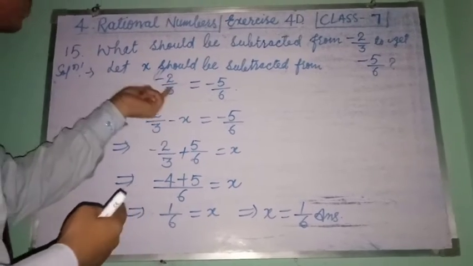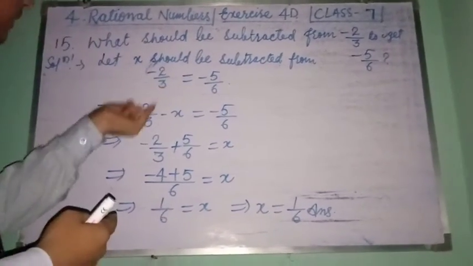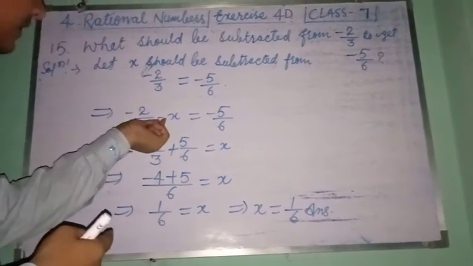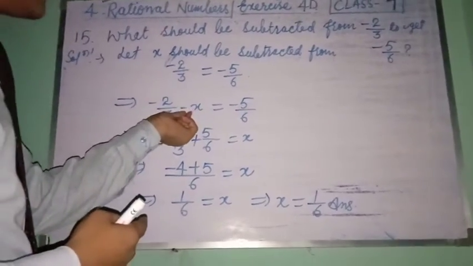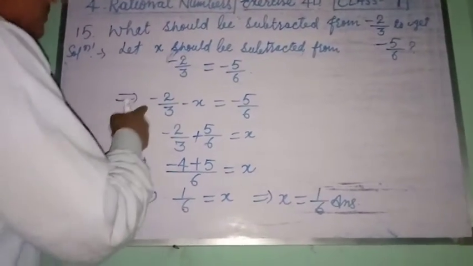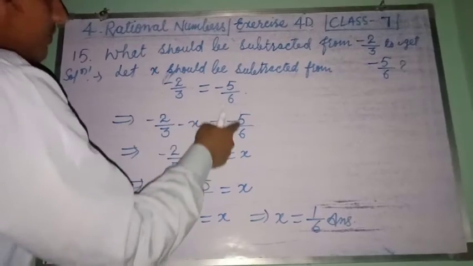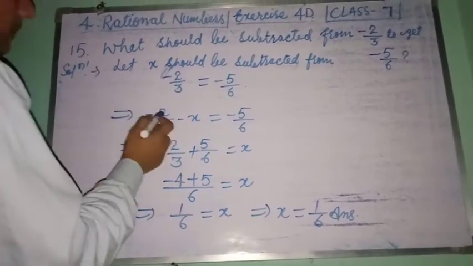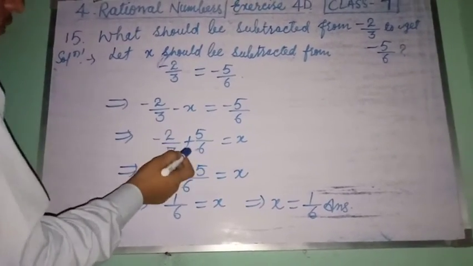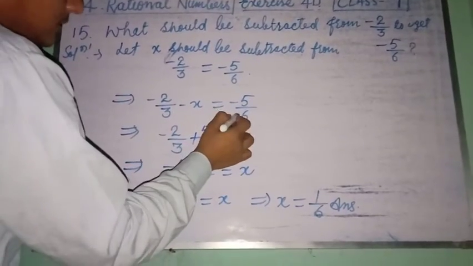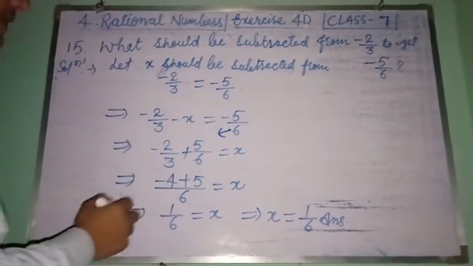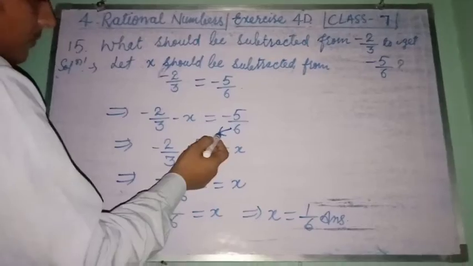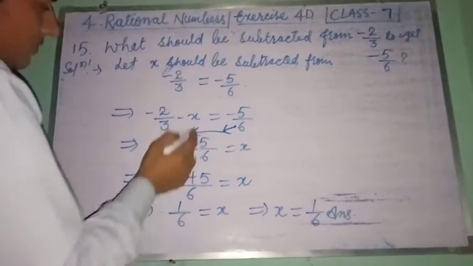This statement can be written as minus 2 by 3, because x is subtracted from it, bring the term minus 2 by 3 first, then the sign minus and then x. That means minus 2 by 3 minus x is equal to minus 5 by 6. Here minus 2 by 3 as it is. Now I have brought this rational number to the left side with the opposite sign.